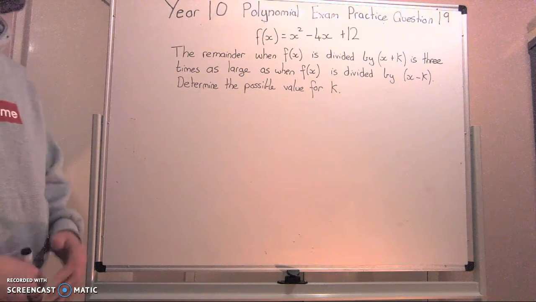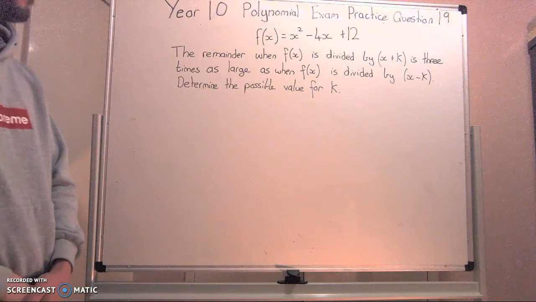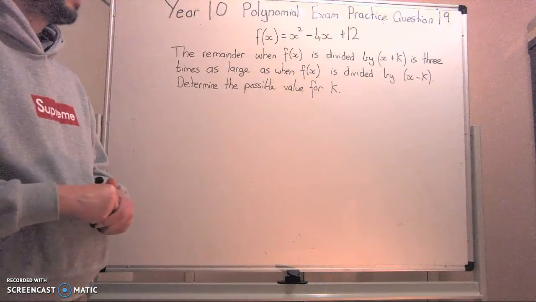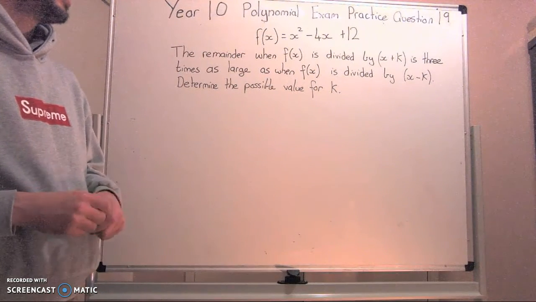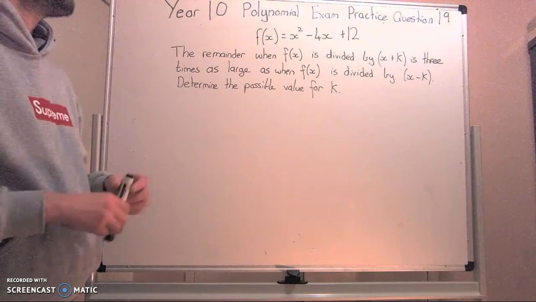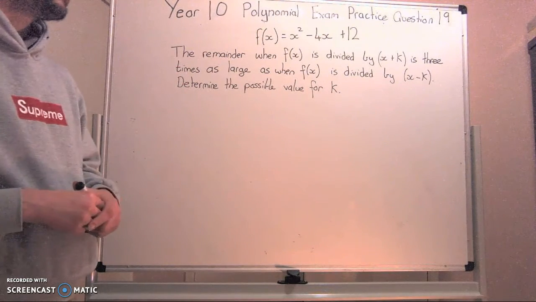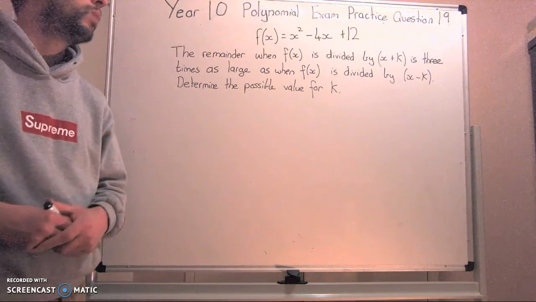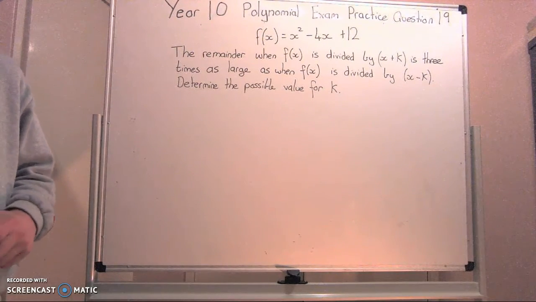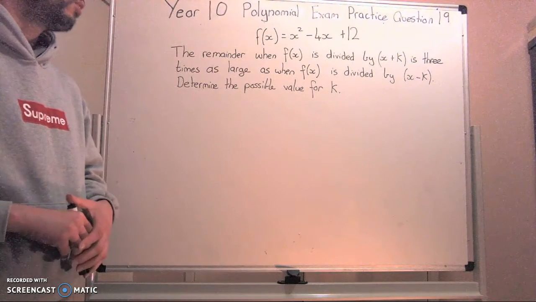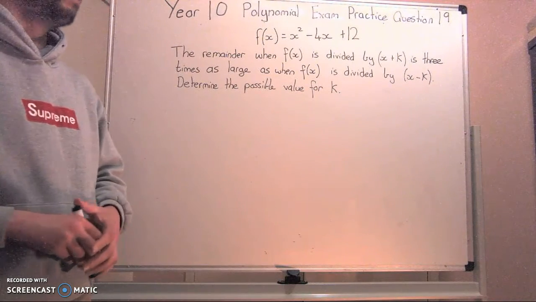Year 10 Polynomial Exam Practice, Question 19. The function f of x is equal to x squared minus 4x plus 12. The remainder when f of x is divided by x plus k is 3 times as large as when f of x is divided by x minus k. Determine the possible values for k.